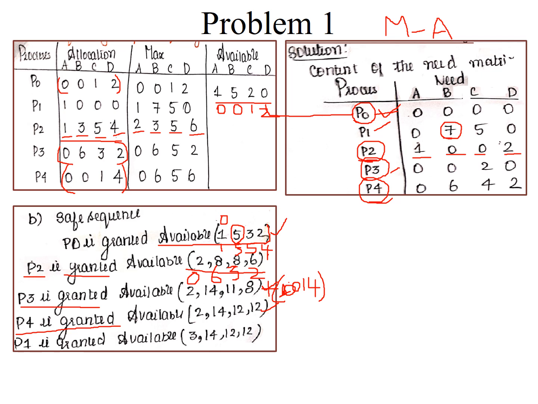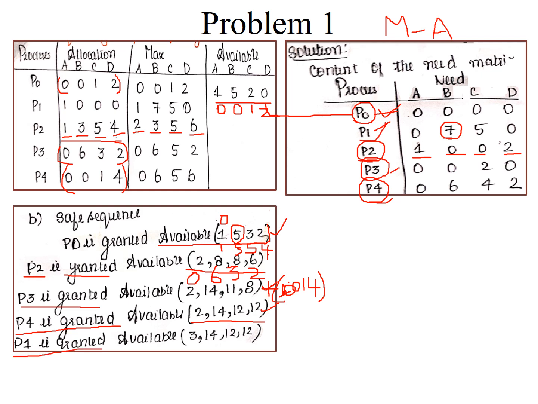There is one process, P1, which we were not able to grant. Now let us check for that P1. P1's need is 0 7 5 0. Upon checking the availability, we find that yes, P1's need can now be granted because we have enough instances in all the resource types. Now P1 is also granted.